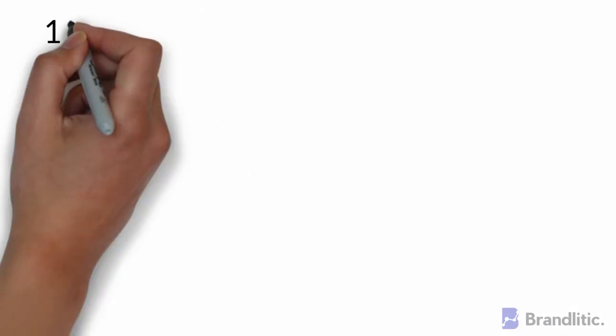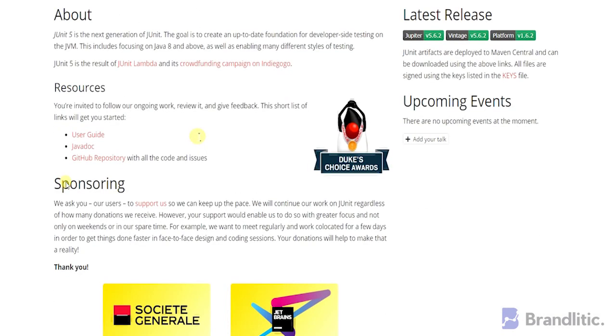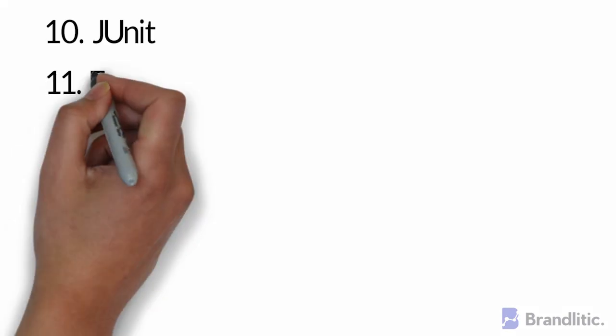Number 10. JUnit. Now, JUnit is a framework used for unit testing. The framework contains a set of methods to check an expected result against the actual result and makes a heavy use of annotations.